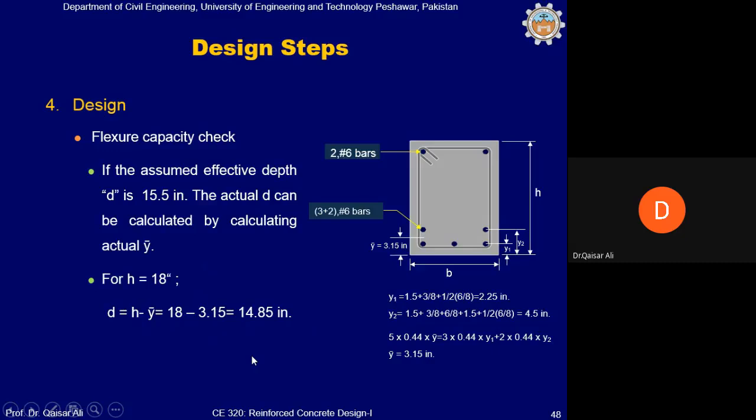Since the phi Mn equation contains the effective depth d, if effective depth d decreases, it means phi Mn will also decrease. In this case, the assumed effective depth was 15.5 inch, but the actual depth is 14.85 inch. So finally phi Mn of the beam may come out to be less than the phi Mn calculated. Okay, so then we have to check this phi Mn with the actual area of steel and actual d.